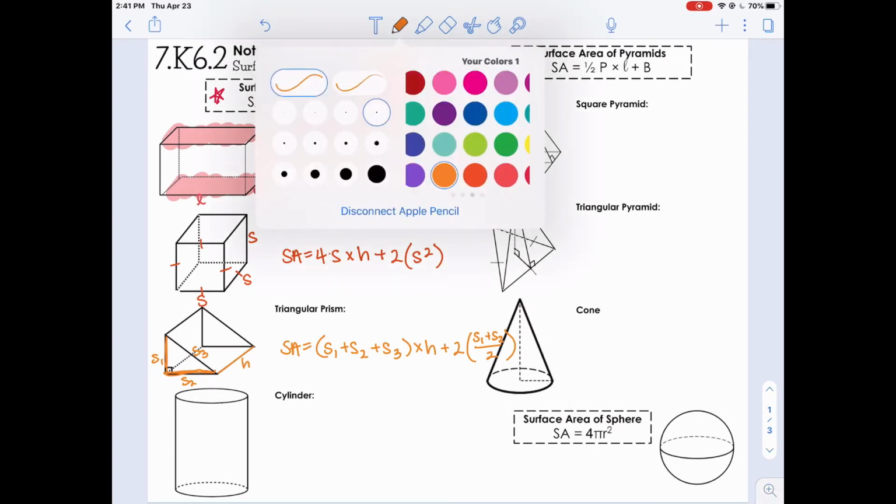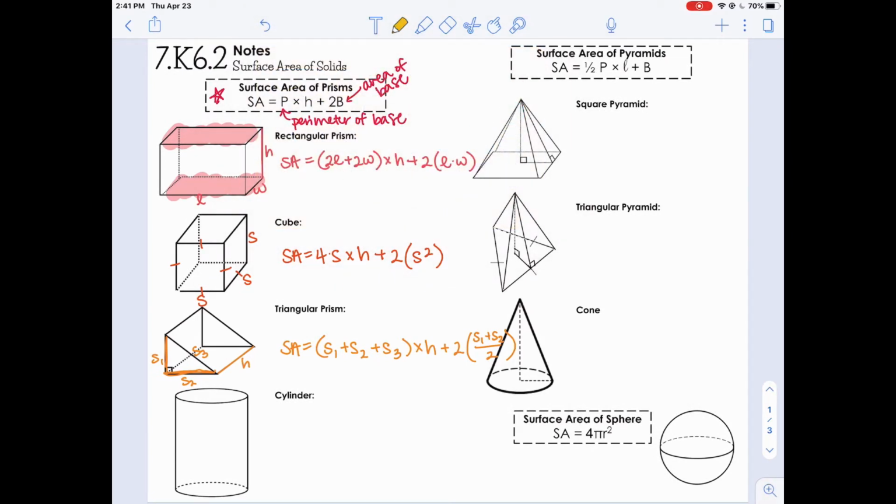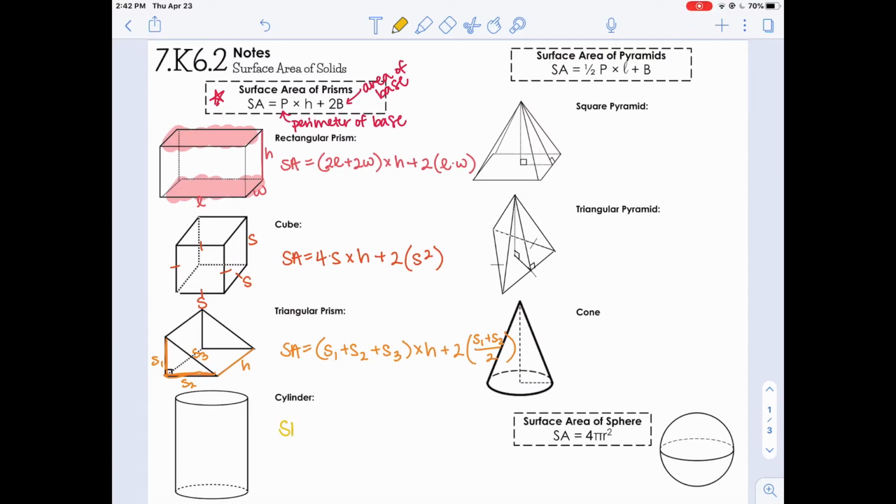Okie doke. Last prism we're going to look at is a cylinder. A little bit weird. Circles always weird things up. So we are going to take 2 pi r, that's the perimeter of my circle, otherwise known as the circumference. 2 pi r times the height, and then we're going to add on 2 circle bases.